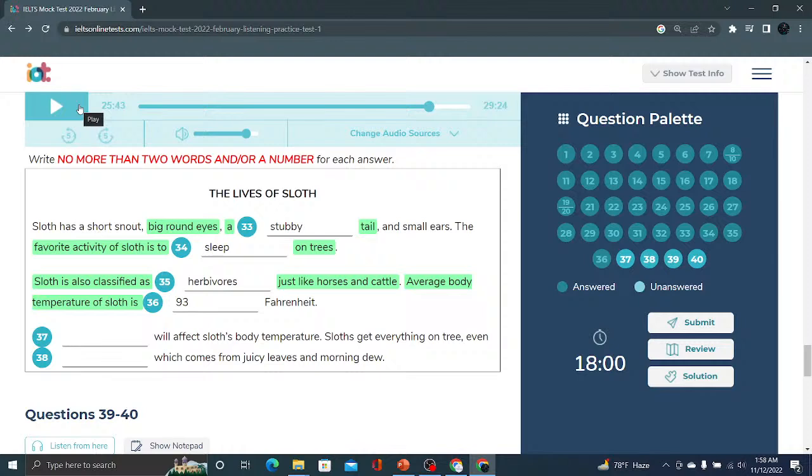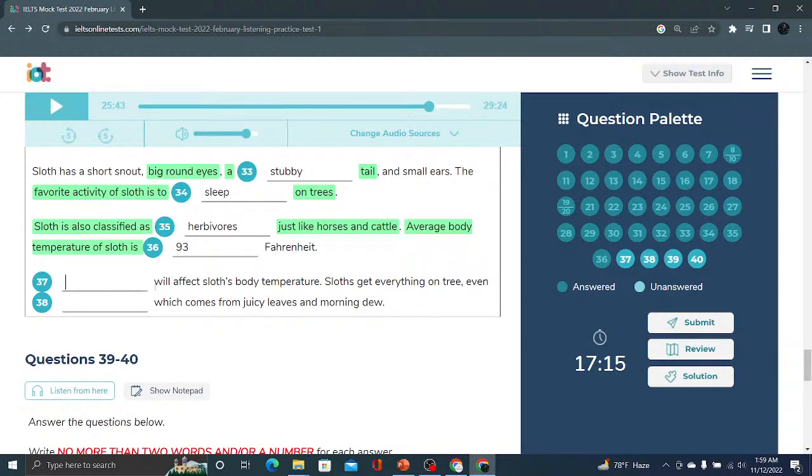Don't be confused, he was also saying that horses, sheep and cows all have average body temperatures between about 100 and 103 Fahrenheit. But then he said a sloth's average body temperature is about 93 degrees Fahrenheit. So that's why the answer would be 93. Okay, let's move on to question number 37.